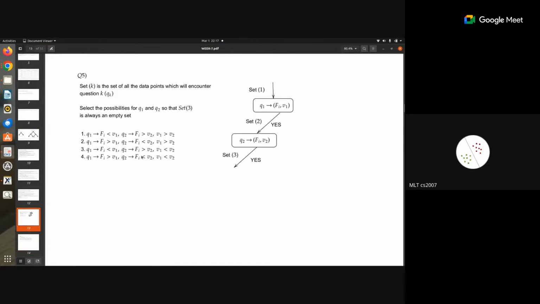We haven't gone through 3. Option 3 is similar to 2, only here V1 is less than V2. That means the same question is there. First we are filtering out the ones less than V1, and then V2 is greater than V1, and in the second question we are asking if F is greater than V2. That means nobody is there again, so it will be an empty set. Okay, fine.